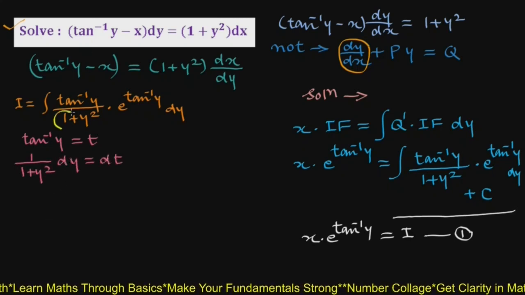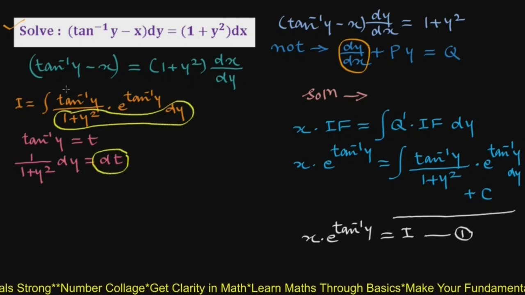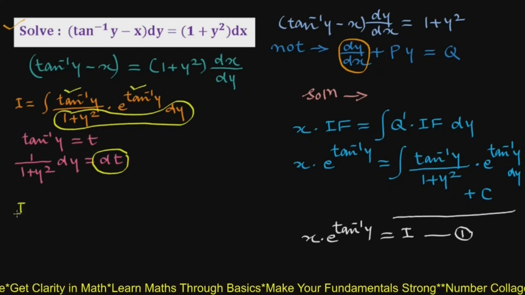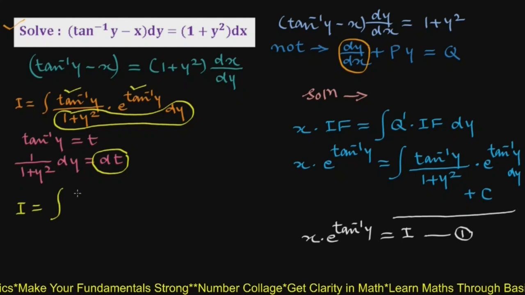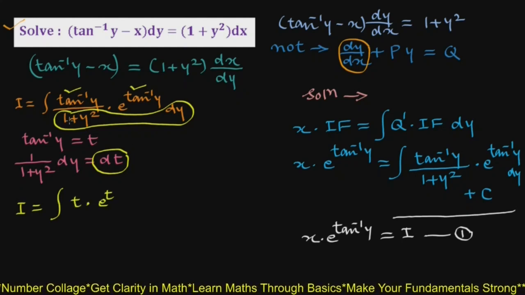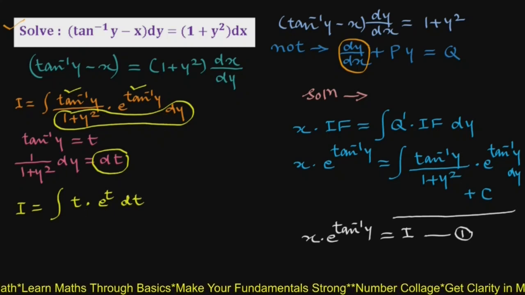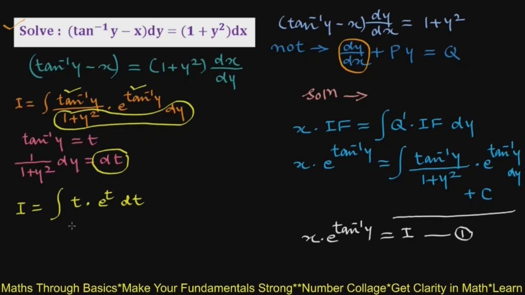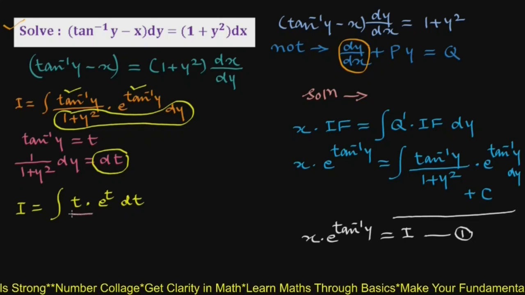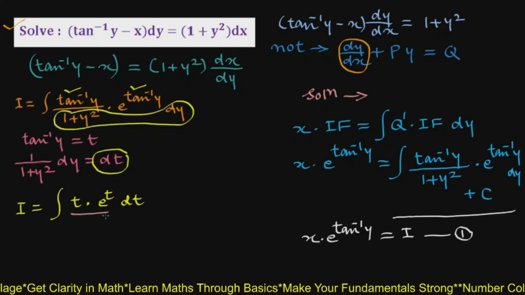So here we get 1 upon 1 plus y square dy equals this dt, and for this tan inverse y we get t. So therefore this integral gets converted into, for this tan inverse y we write t into e raised to t, and 1 upon 1 plus y square dy equals dt. So the integral has transformed into an integral in t, and since there is a product of two functions, we have to use integration by parts to solve this integral.